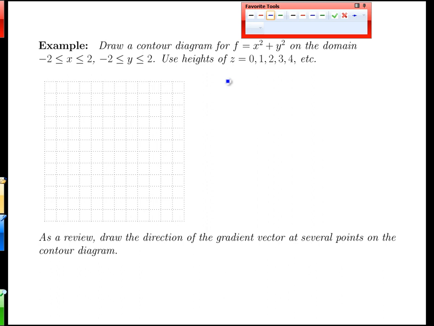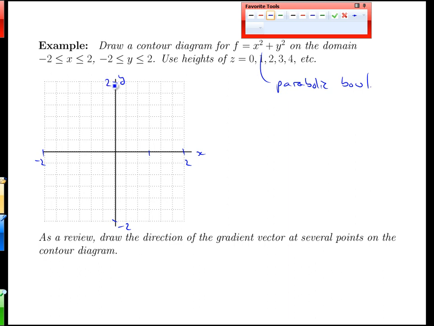Just to introduce this topic, let's look back at our favorite simple nonlinear function, f equals x squared plus y squared. And again, this is our parabolic bowl shape. We've studied this both in its surface view and in its contours. I'm going to go through this fairly efficiently. Deriving the contour diagrams is something we've seen before. We're going to go out to 2 and -2 in both the x and y directions.